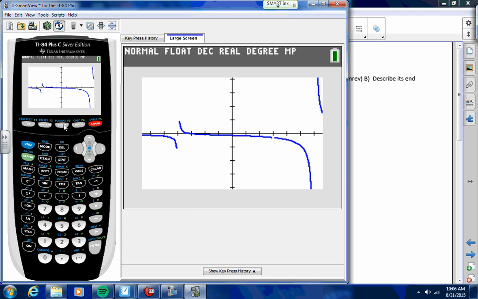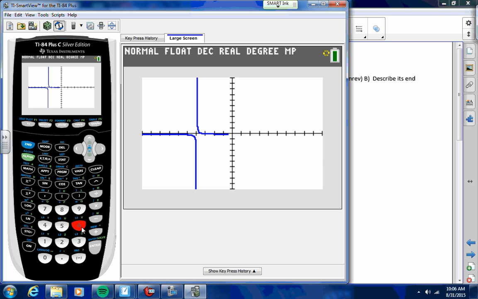But if I do standard window, when I do standard window, can I see the hole? No. Now I can actually see the asymptotes better. It extends those lines in both directions like it's supposed to, but we can't see the hole. So always be careful. Trust your own judgment sometimes over what the calculator is showing us.